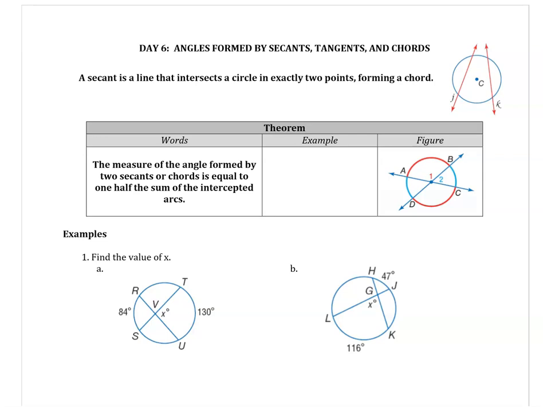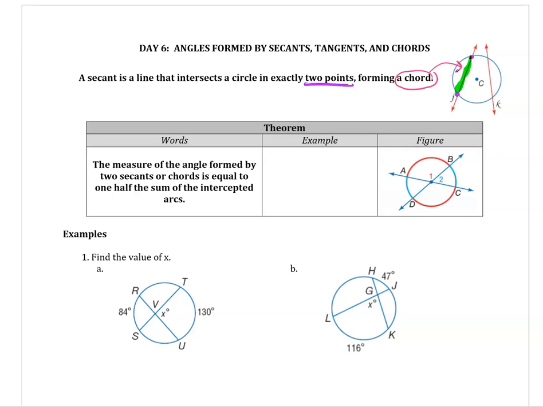So first of all, we have to define what a secant is. A secant is a line that intersects a circle in exactly 2 points, forming a chord. So this line you're seeing right here, J, intersects the circle at 2 points, so that means it's a secant. The segment then that's created between those 2 endpoints is called a chord.